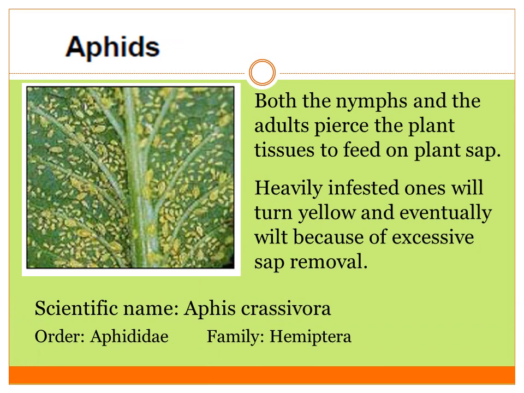Next is aphids. So this is the Apis crassivora. Both nymphs and the adults pierce the plant tissues to feed on plant sap. So ito mga nag-pierce ng dahon. The infected leaves become severely distorted when the saliva of aphids is injected into them. Heavily infested ones will turn yellow and eventually wilt because of excessive sap removal. The aphids feeding on the plant causes crinkling and curling of leaves, defoliation, and stunted growth.